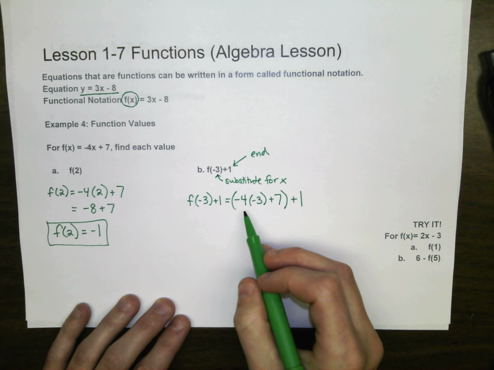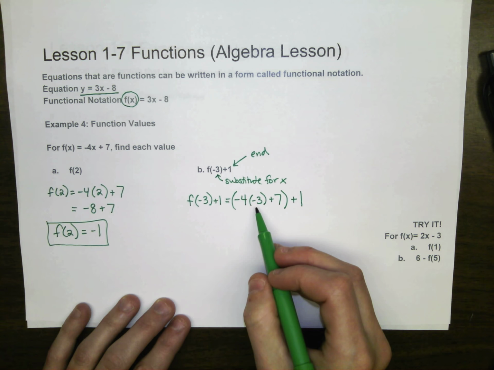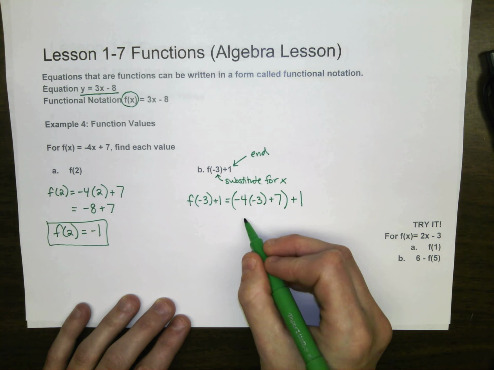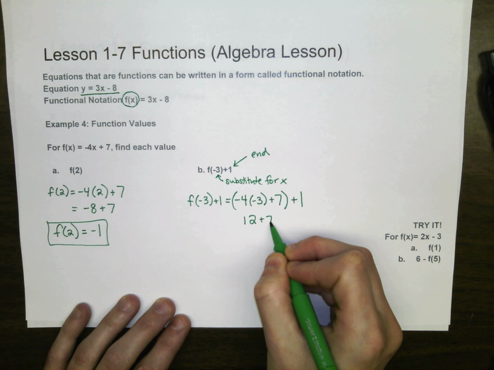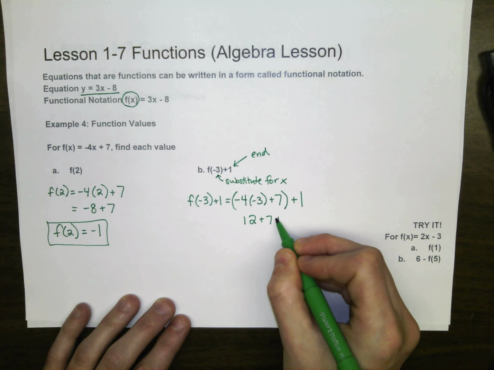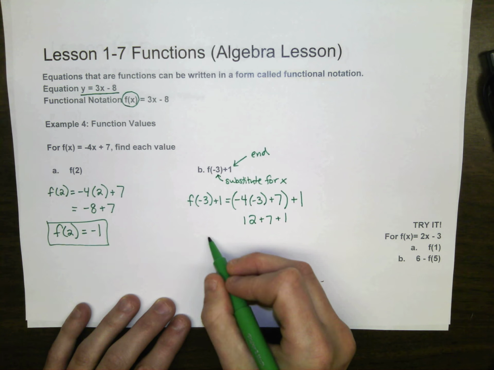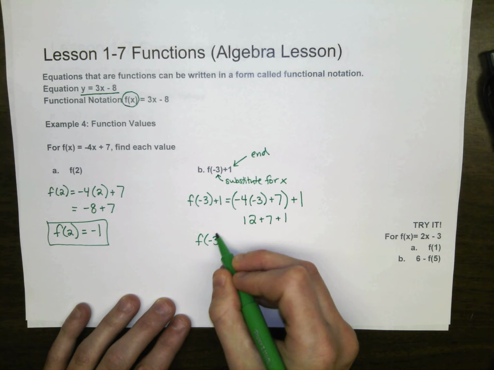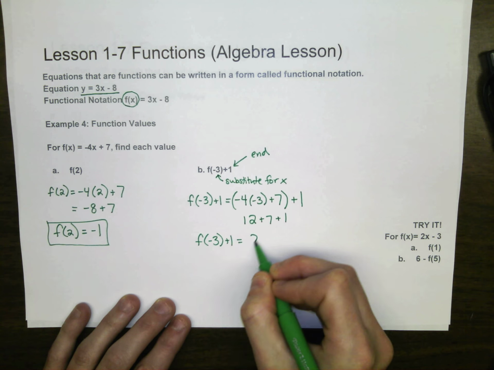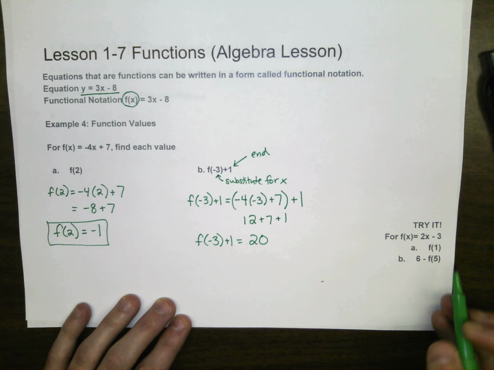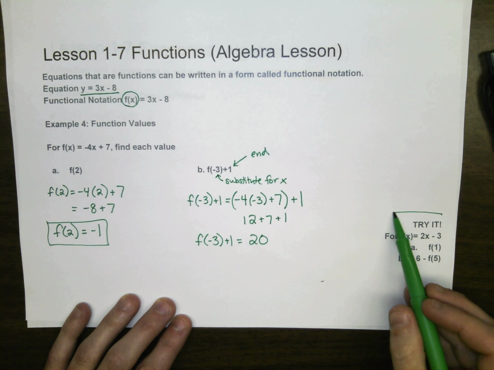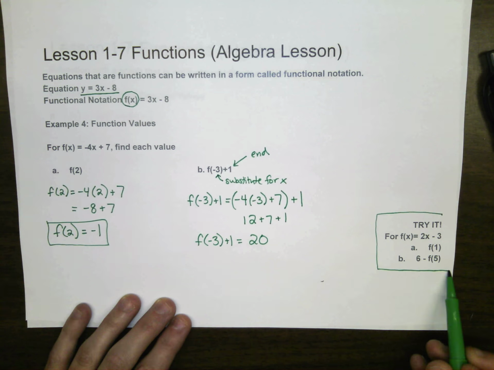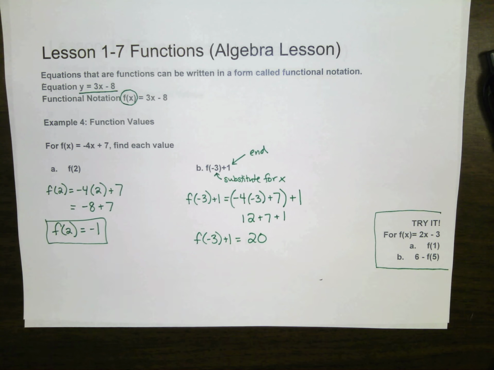So now we can use our order of operations. Negative 4 times negative 3 is going to be 12, plus 7, and then plus 1. So that would give us f of negative 3 plus 1 equals 20. So I want you to try these examples out on your own at home and bring them into class tomorrow. So press pause now.